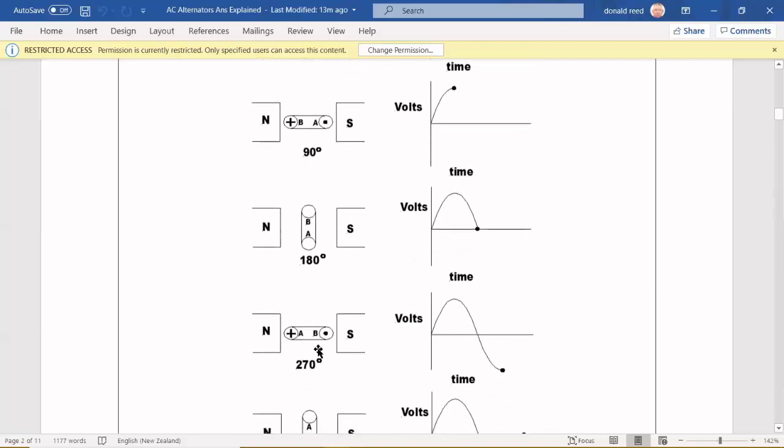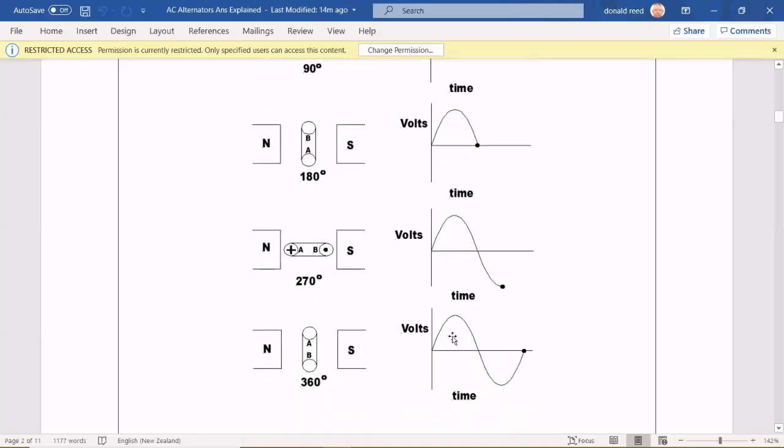And then it turns. A has gone from the south pole, it's now going on to the north pole, and we can see how it has changed. So we get our alternating current, positive, and then going into the negative. So positive, negative with one revolution. This here is called a cycle, one cycle.